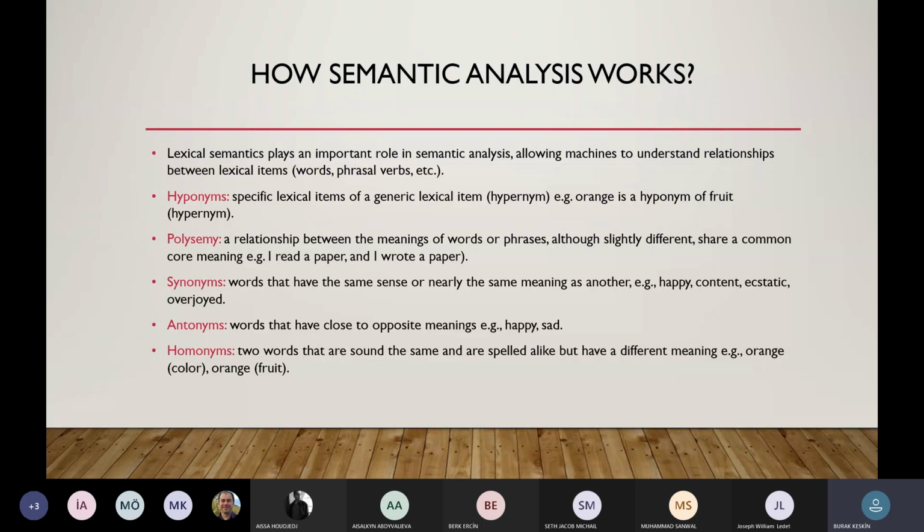Synonyms are words that have the same sense or the same meaning as another. For example, happy, content, ecstatic, overjoyed. And antonyms, for example, happy and sad. And there are homonyms, two words that sound the same or are spelled alike, but have different meanings. For example, orange can be considered as a color or a fruit.